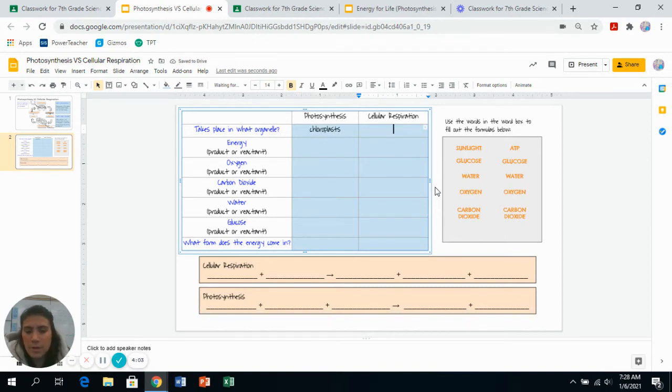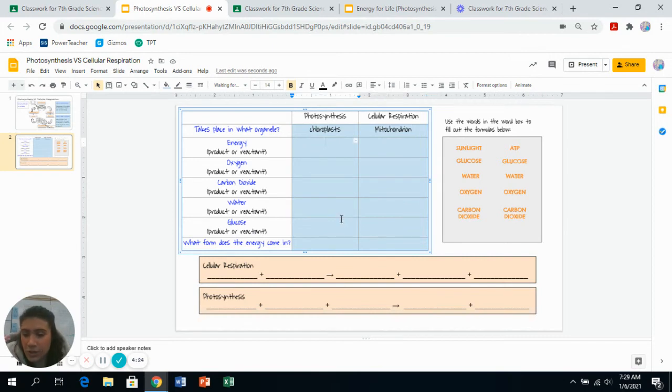And then cellular respiration takes place in the organelle, the mitochondria, which it says mitochondrion, which is just the singular. The mitochondria is just the plural. So that means that there are multiple. That's just one cell.